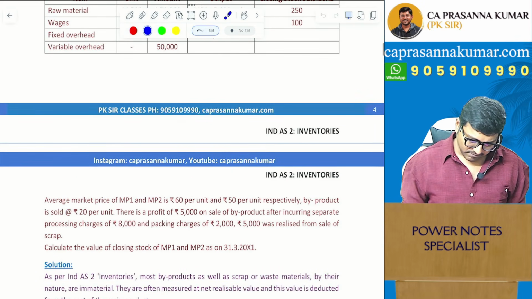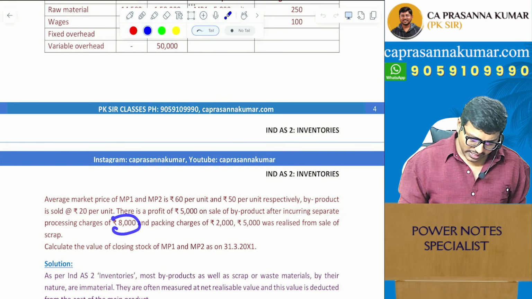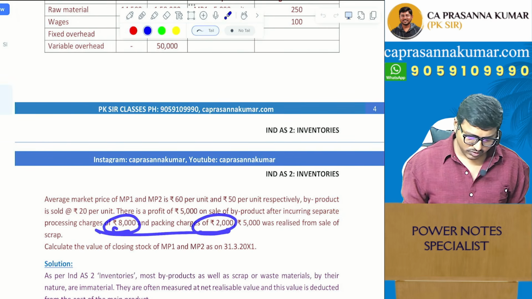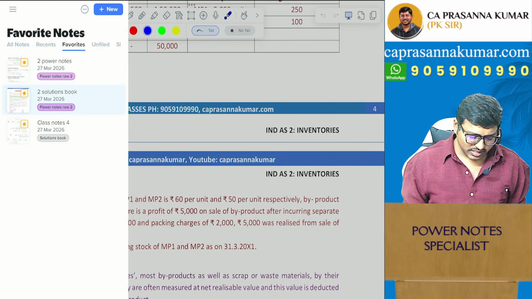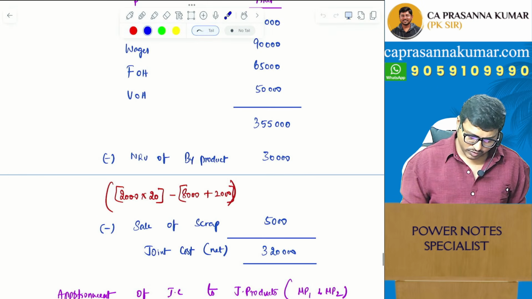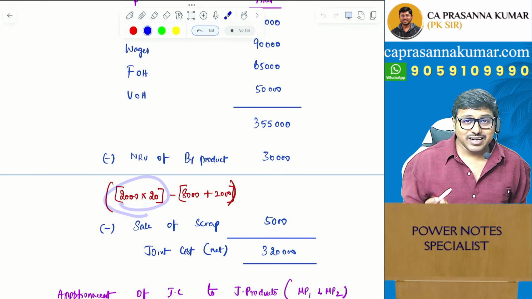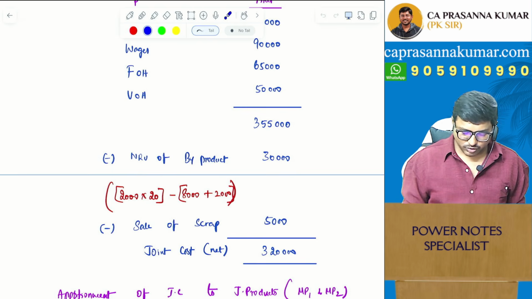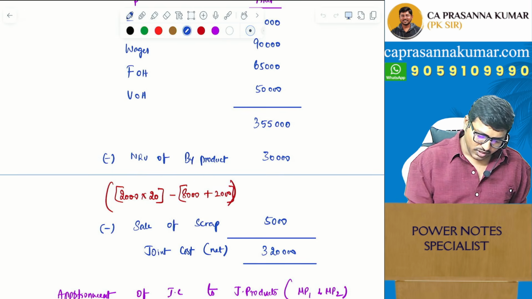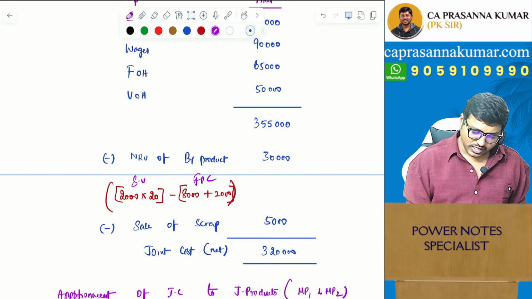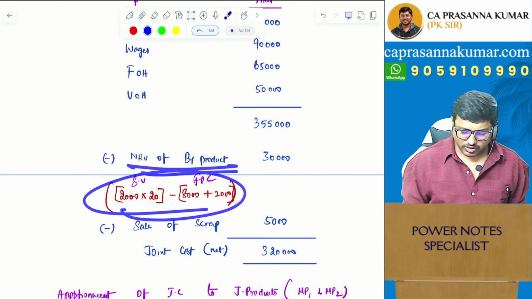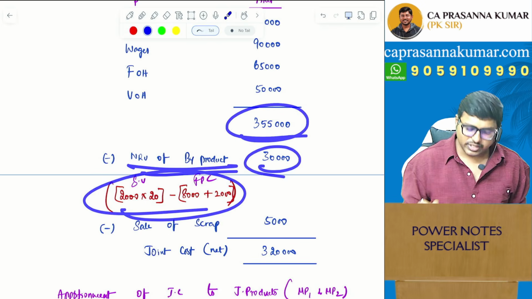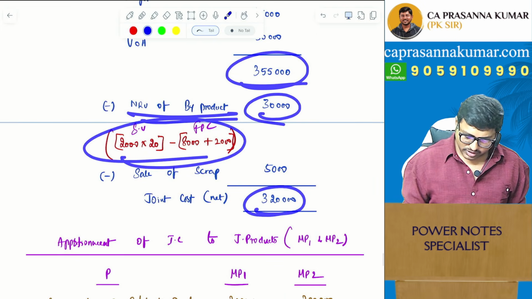But on that, you need to incur 8,000 further processing charges plus packing charges, a total of 10,000. So basically, you will be selling your byproduct for 2000 into 20, but in order to sell it at 20 rupees, you need to incur 8,000 plus 2,000. This is the further processing cost. So you reduce the further processing cost from the sale value, and then you'll get the net realizable value from the byproduct, which is 30,000. That should be reduced from the joint cost. Then you'll get the net joint cost, which is 3,20,000.